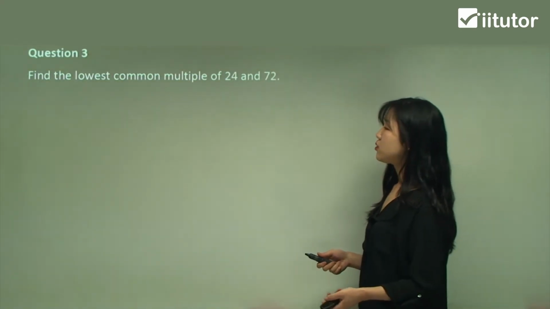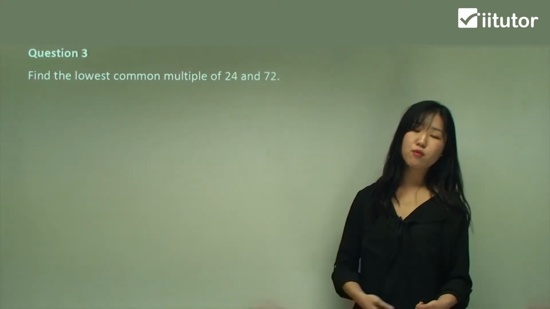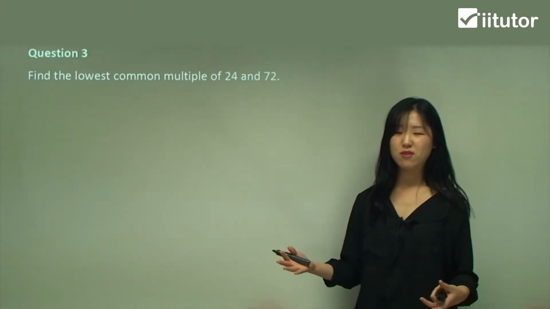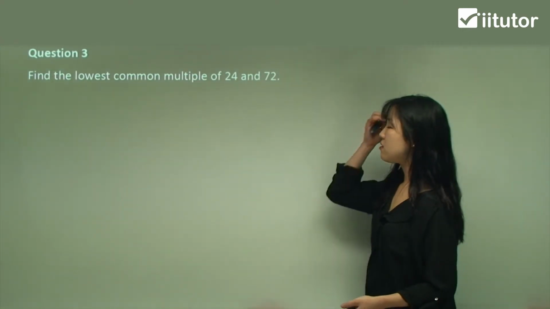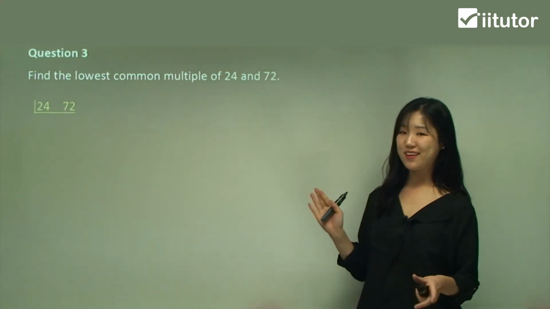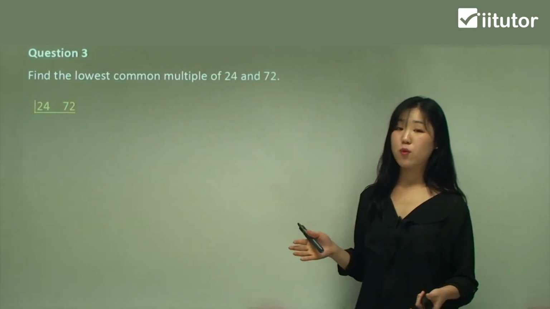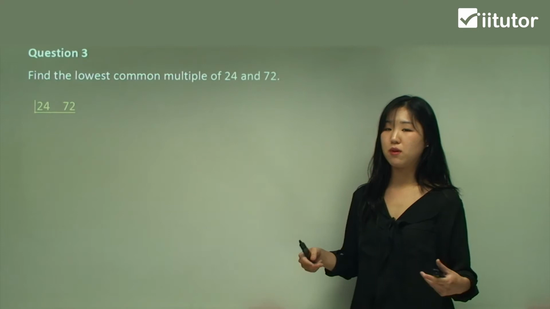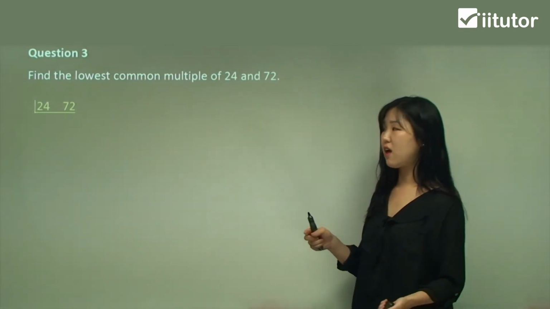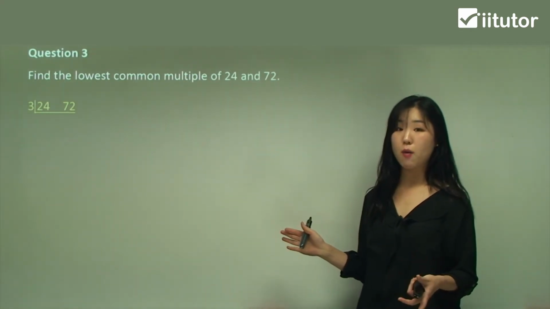Lowest common multiple of 24 and 72. Now these are quite large numbers, right? It's going to be annoying if we have to write the multiples of 24 several times and 72 several times. So I'm going to do the same method. I'm going to put 24 and 72 next to each other with that little bar. Now guys, tell me the common factor of 24 and 72. It can be anything. It could be 2, it could be 3, whatever's common. Just put it down. I'll just use 3 because that's an easy one, but you can also use 2 because 2 is also common.